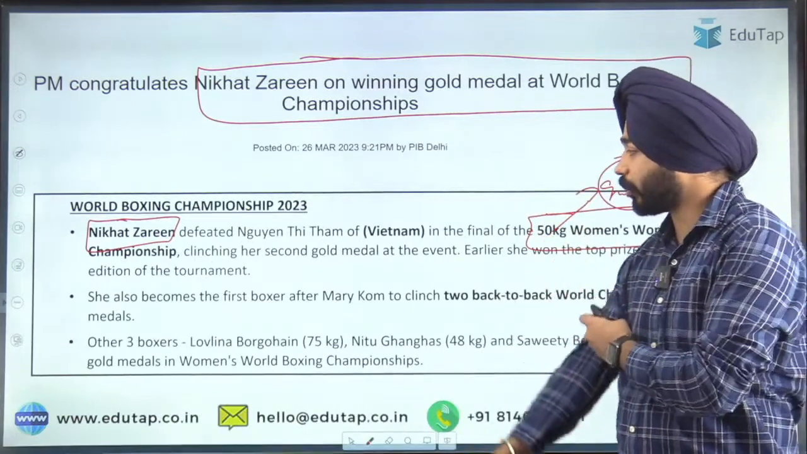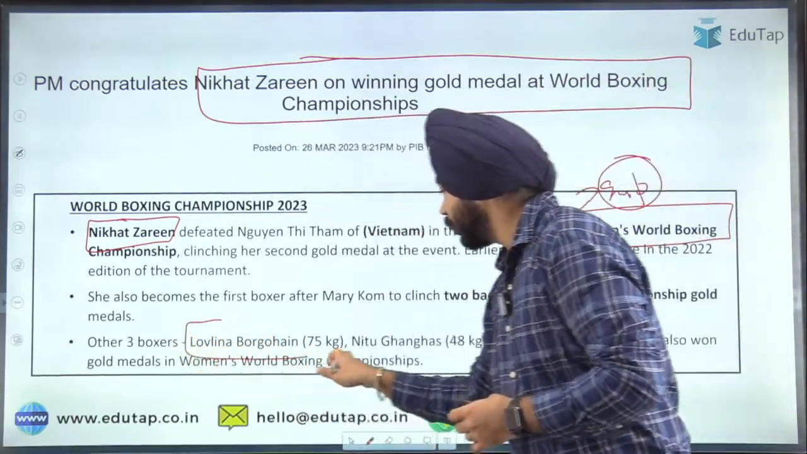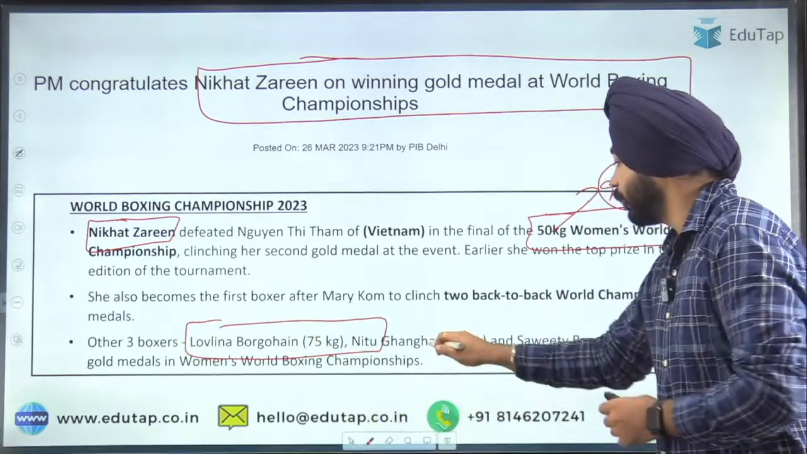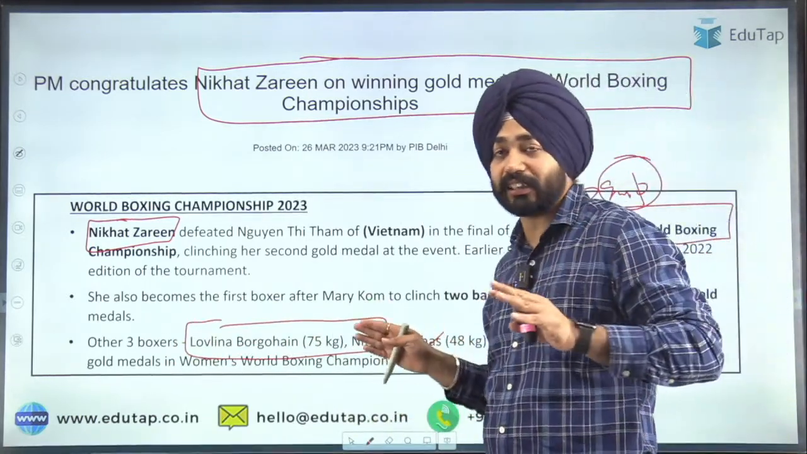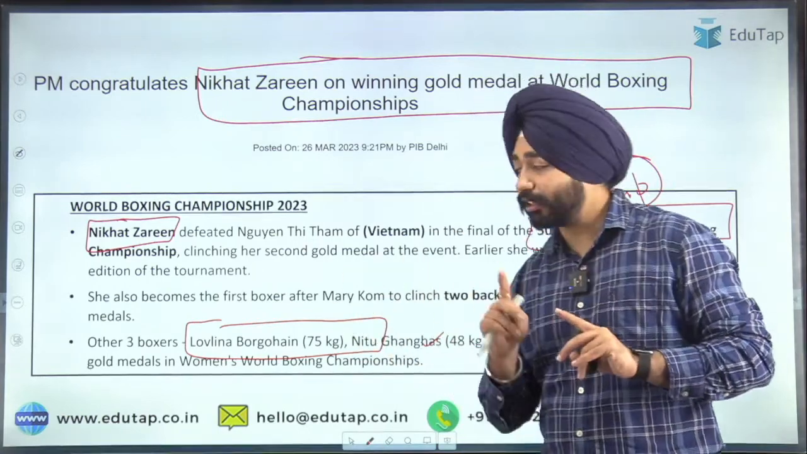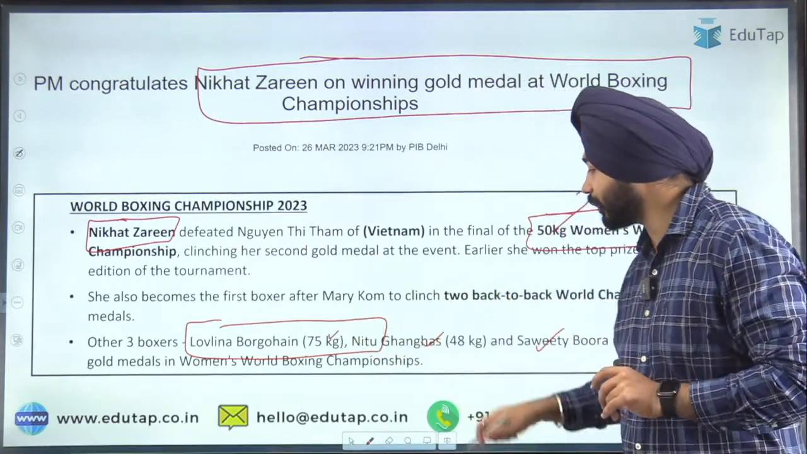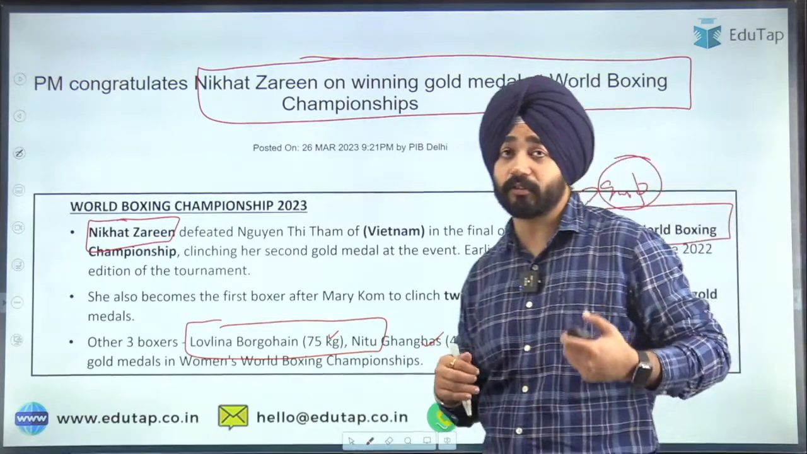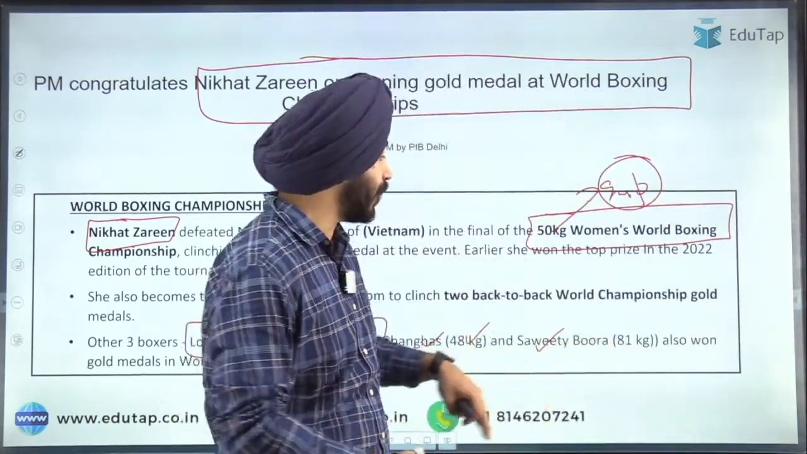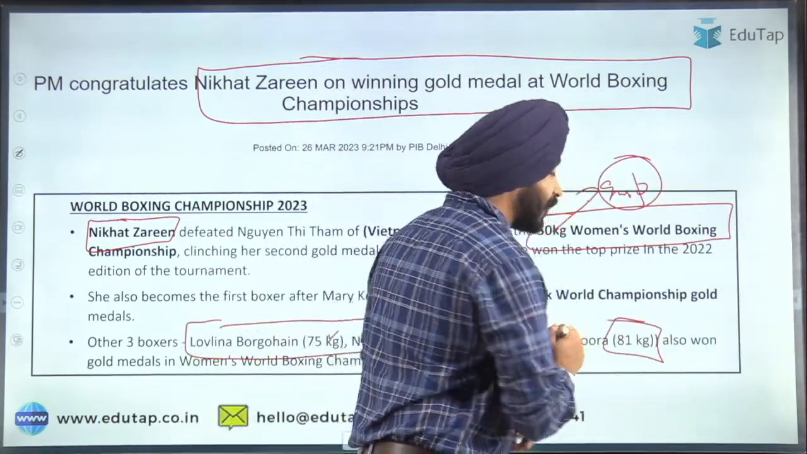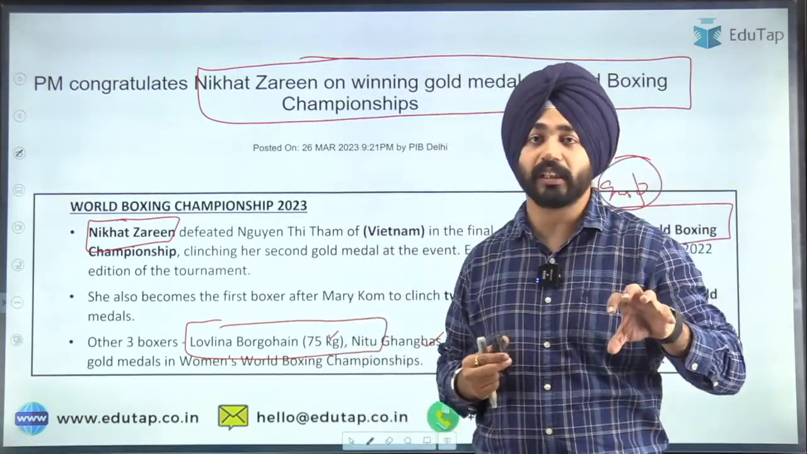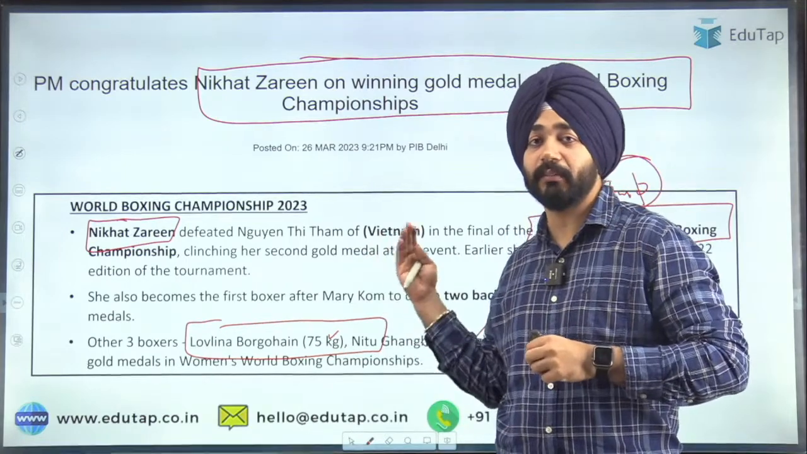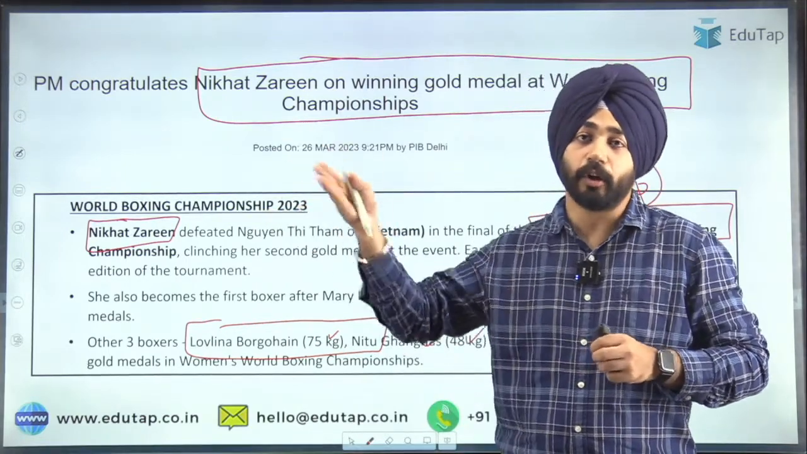Now along with her, the others are Lovlina, Nitu Ghanghas and Saweety Boora. These are the other 3 boxers who have won gold medals. Lovlina has won in the 75 kg category, Nitu in the 48 kg category, and Saweety has won in the 81 kg category. Now for Nikhat Zareen, guys, the second important thing that we need to understand here is that she has become the first Indian woman after Mary Kom.